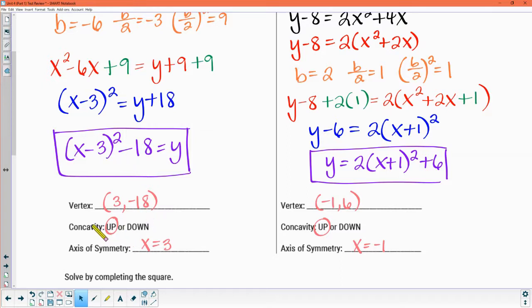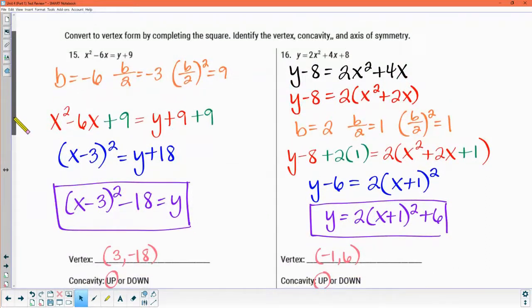Concavity is going to come from your vertical stretch or compression, which this equation does not have. So really there's a magical imaginary 1 here, and it's positive. So if it's positive, it's going to be concave up. Axis of symmetry is x equals h. So x is going to equal positive 3.